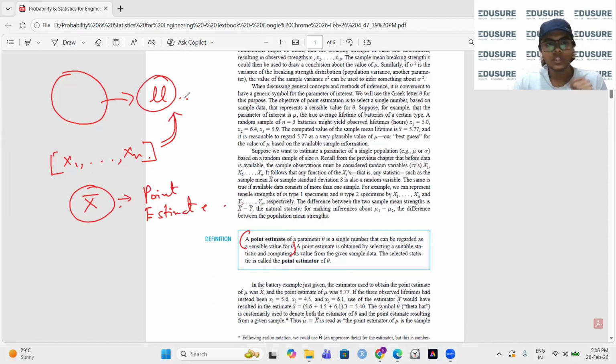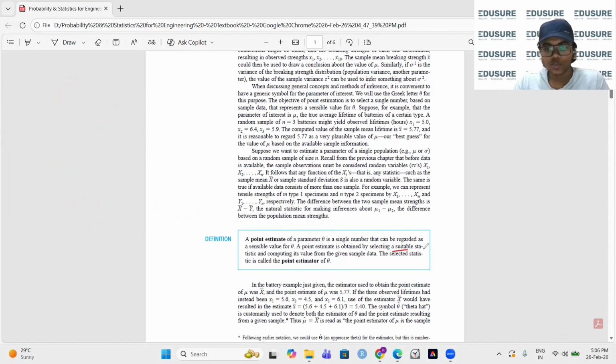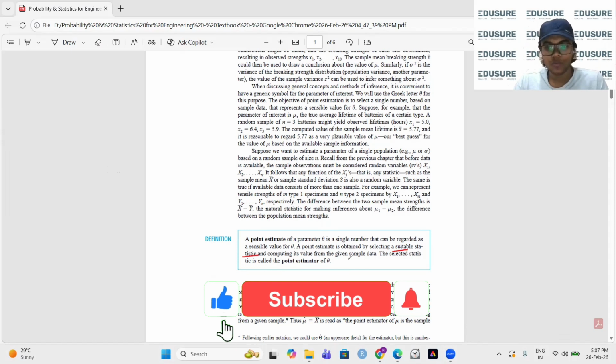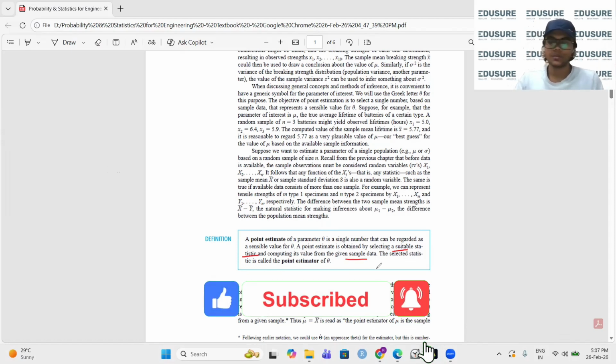We are trying to estimate the population mean with the help of a single number, which is our sample mean in this case. In general, a point estimate of a parameter theta, in this case the population mean, is a single number that can be regarded as a sensible value for theta. So our sample mean is a sensible estimate for the population mean. A point estimate is obtained by selecting a suitable statistic, in that case the sample mean, and computing its value from the given sample data. The selected statistic is called the point estimator of theta. So this x bar, the sample mean, is our point estimator.